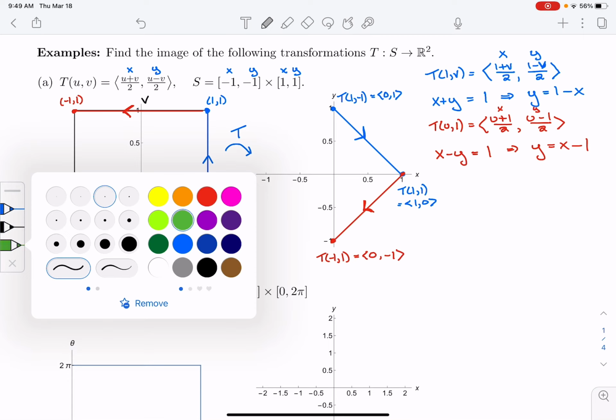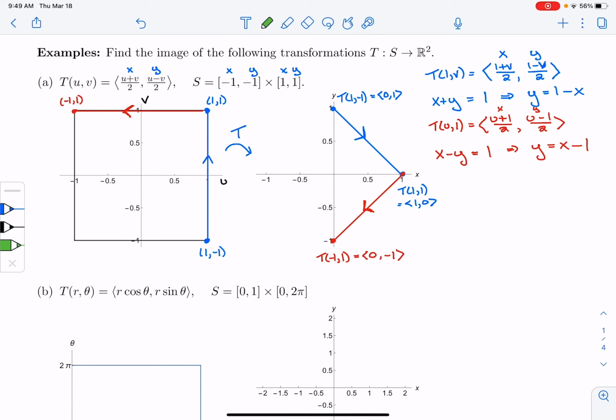Okay, now let's do a third line segment. That's where we're going to have u be negative 1. So if I let u be negative 1, I'm going to do T of negative 1 comma v, and that's going to give me, since u is negative 1, negative 1 plus v over 2, and then negative 1 minus v over 2.